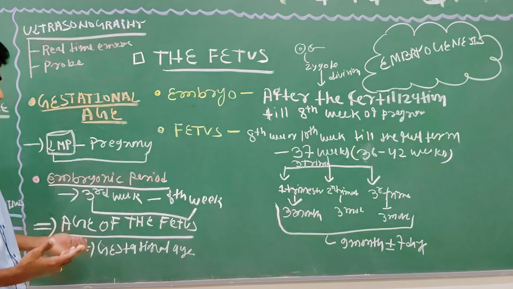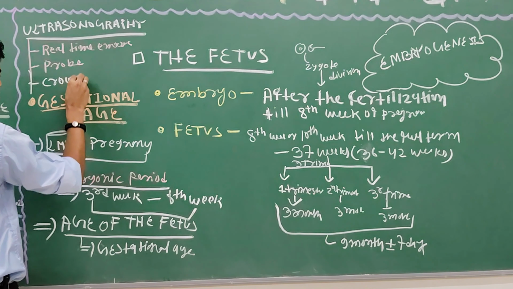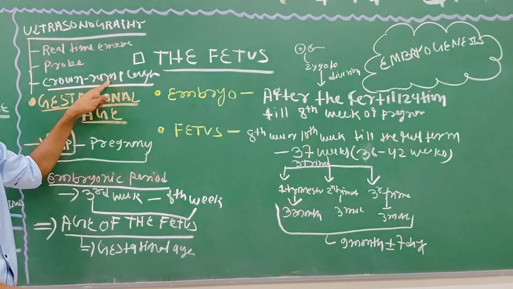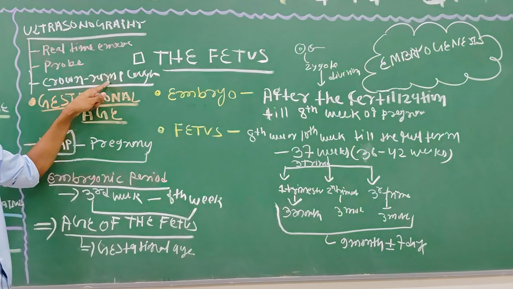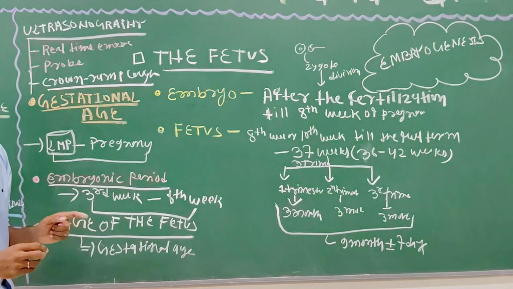One way to define the length of the fetus is called the crown rump length. Crown rump length is one way to define the length of the fetus. Here, crown means the head part, and rump means the distal-most part of the developing fetus, the end part of the fetus, and this length is measured under the ultrasonography.